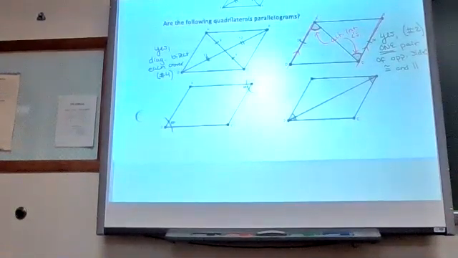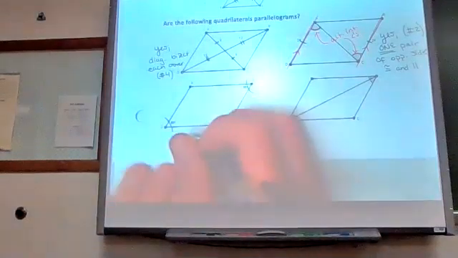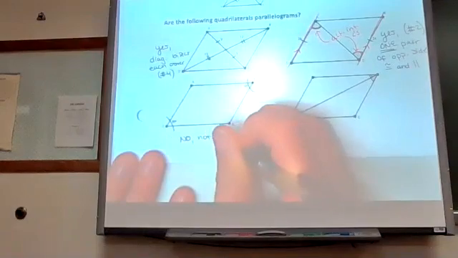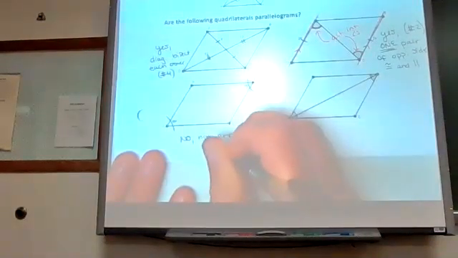I need to know that both pairs of opposite angles are congruent. So this is no, we don't have enough info. Not enough info.